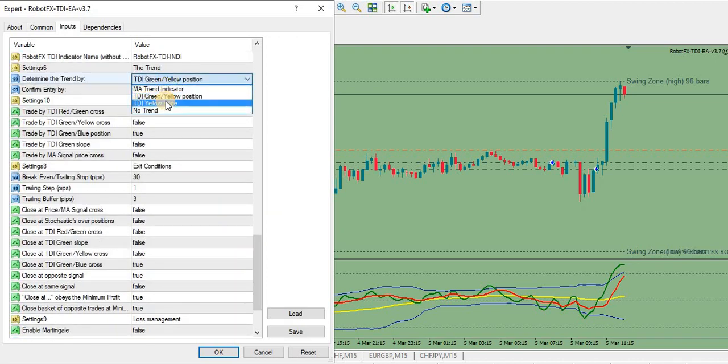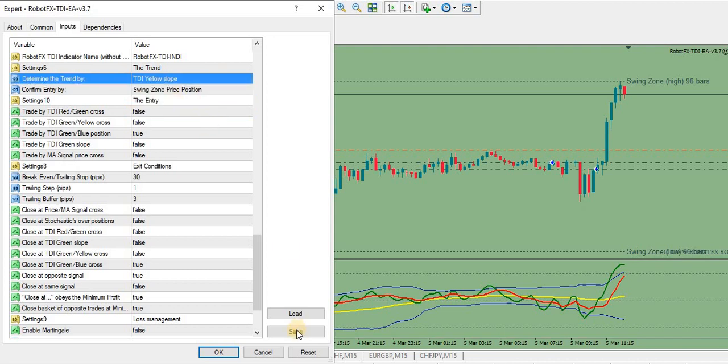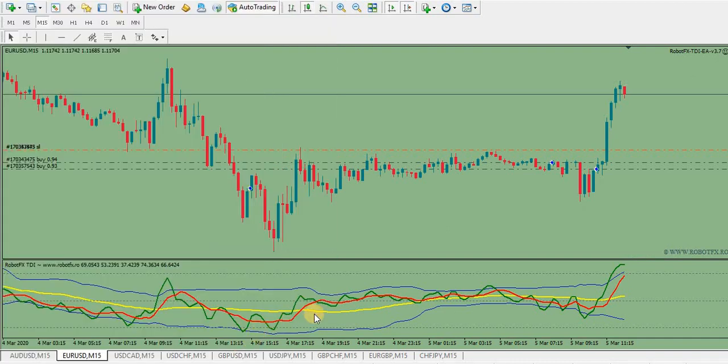Then there is a third option to determine the trend by this TDI expert advisor, using again one of the TDI moving averages, which is the yellow one, and using the yellow slope. Basically, it means that if the yellow moving average is rising, then the expert advisor will only buy. That will be determined as an uptrend. If the yellow moving average falls, then the expert advisor will consider the trend as a downtrend, and will only be allowed to sell.